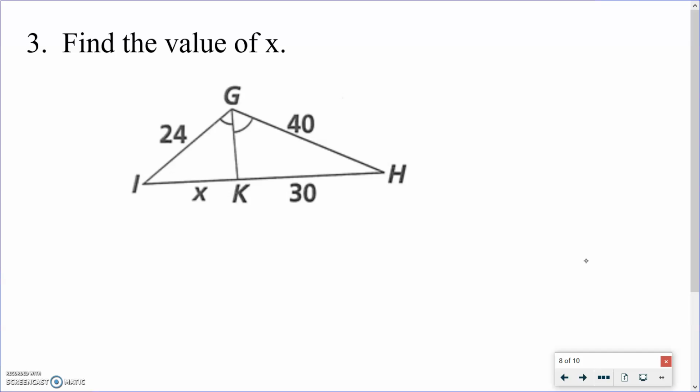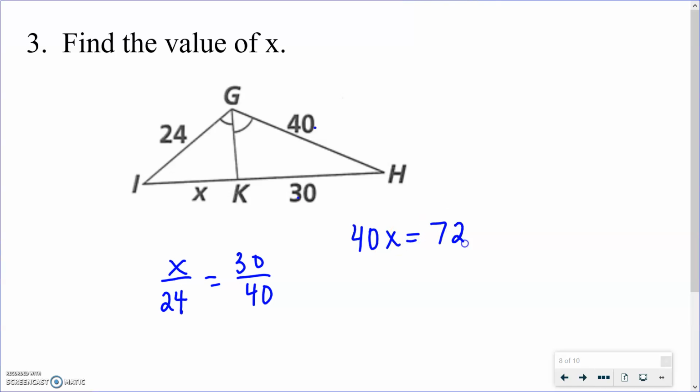Okay, this last one is the triangle angle bisector theorem. So it's saying that the two sides are proportional if this is an angle bisector. So like 30 over 40 would be the same as x over 24, or x over 30 would be equal to 24 over 40. Either way you want to set that up. So I'm going to say x over 24 equals 30 over 40. Okay, so I cross multiply and I get 40x equals 720. If I divide both sides by 40, then I get x is equal to 18. And that is it for proportions in triangles.